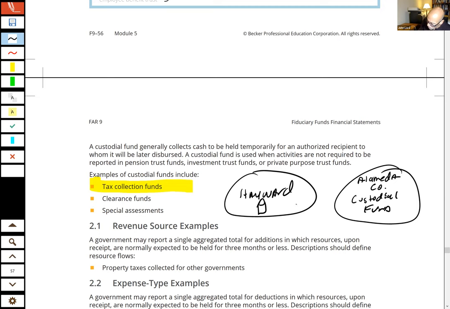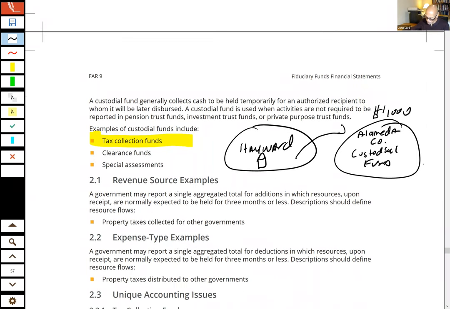Okay, so this $1,000 that's paid for the property tax, paid by the property owners, is not going to be paid to Hayward, it's paid to Alameda County. Now when Alameda County gets that money, and this is in the custodial fund, they obviously will debit cash for the $1,000. It's a debit to cash for $1,000.